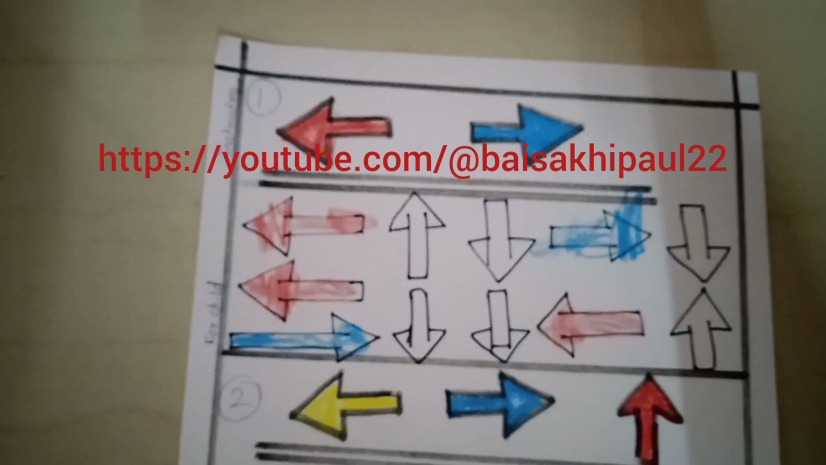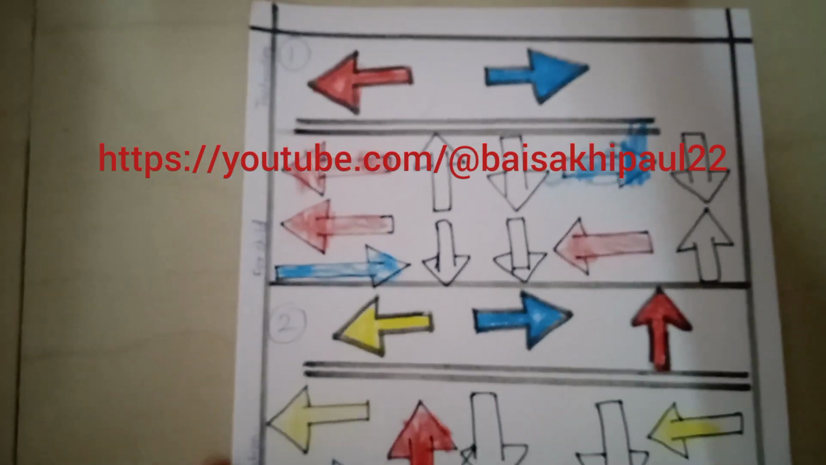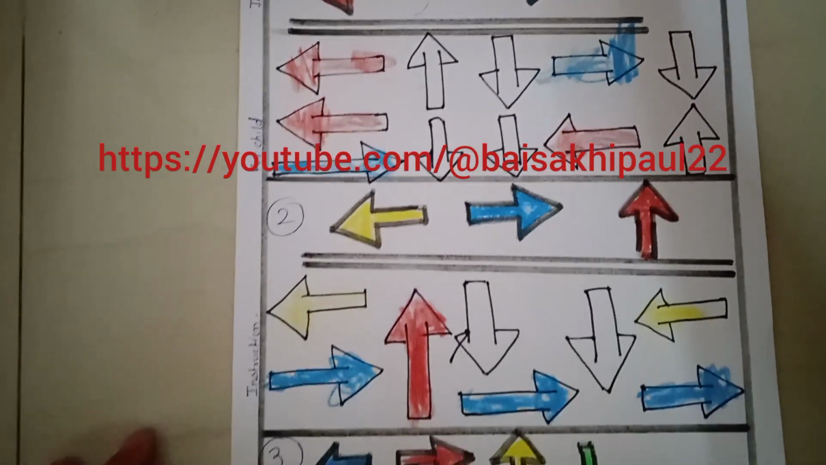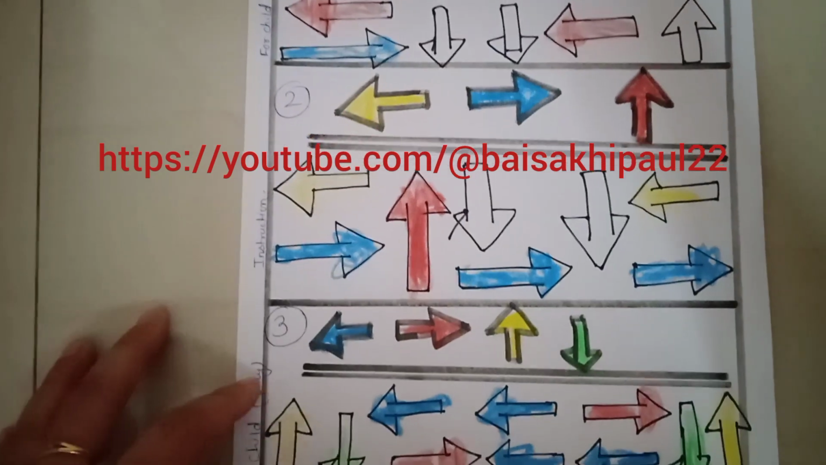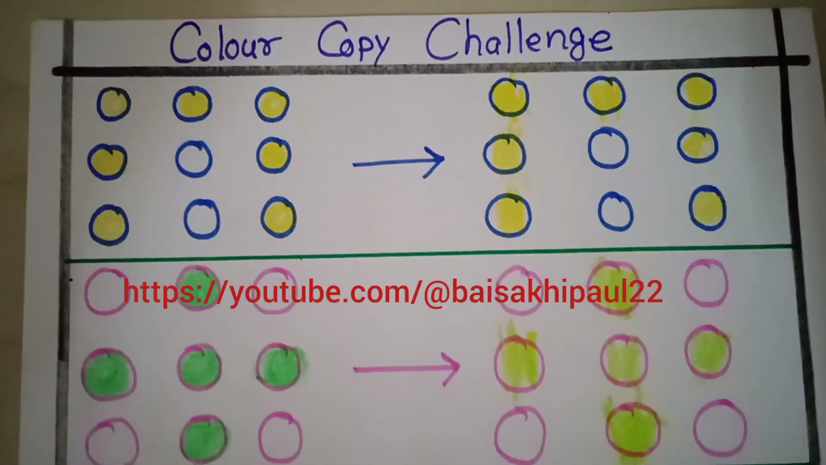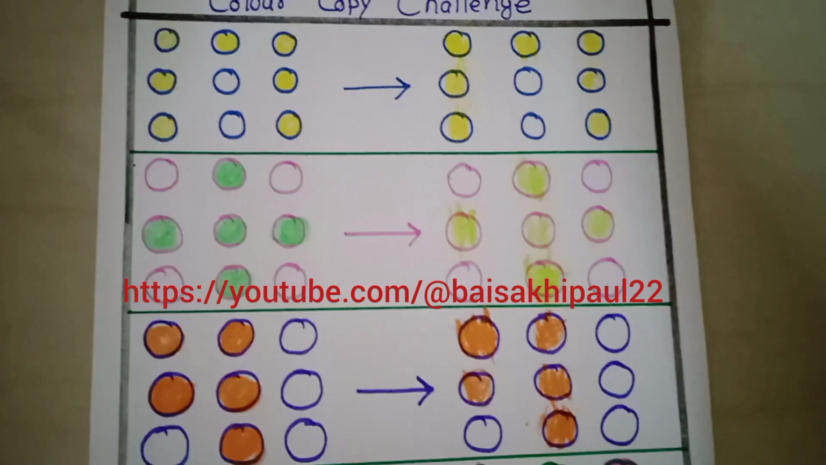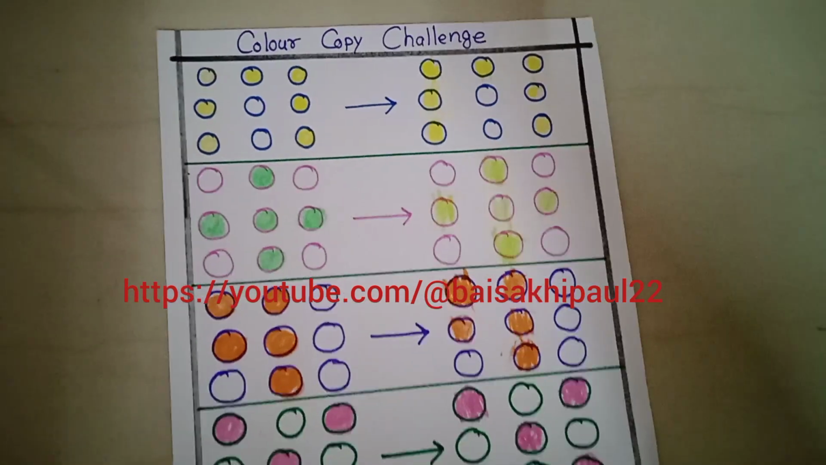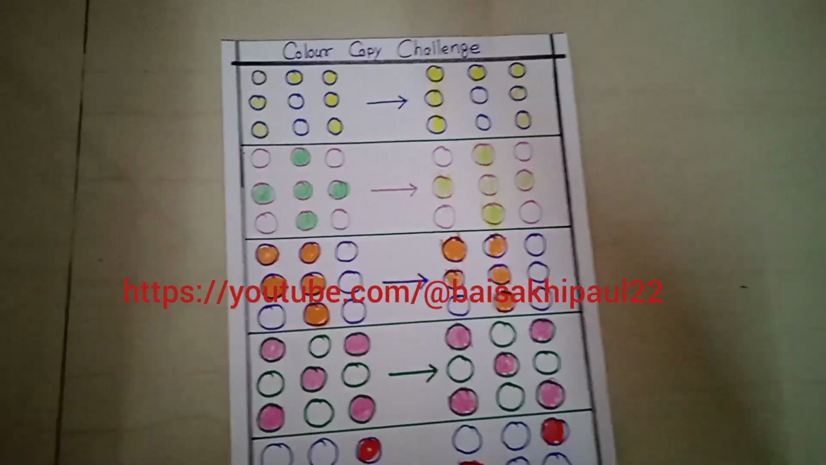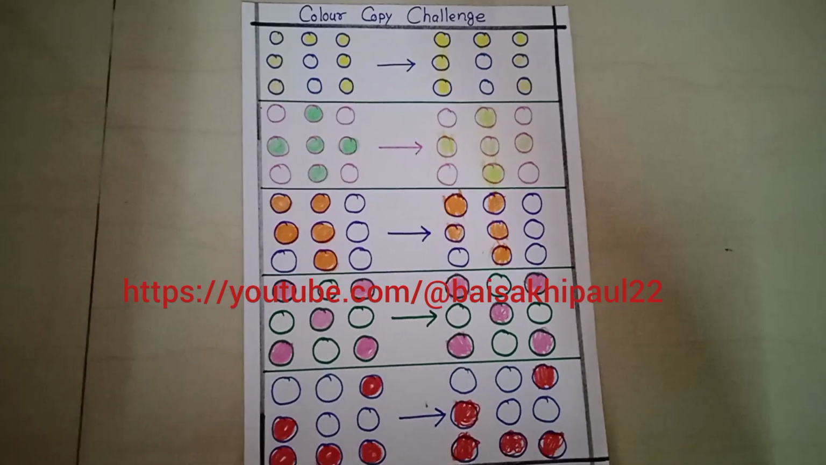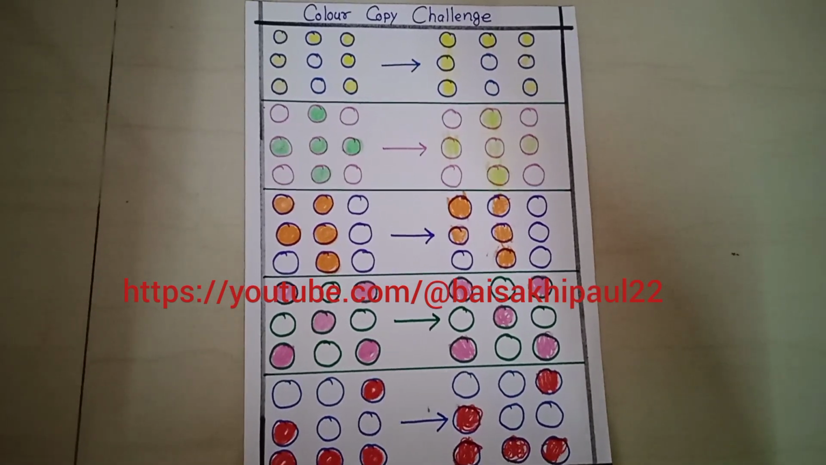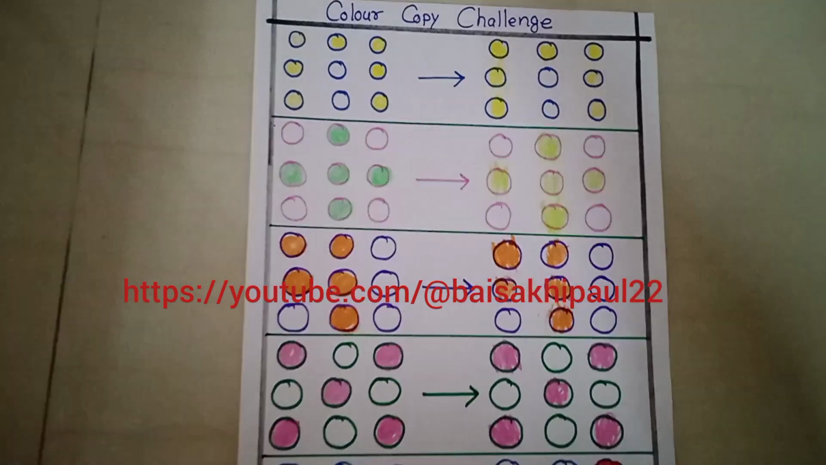In this activity, the child has to see in which directions the arrows are and accordingly he has to color. As you can see, it's a color copy challenge activity. In this activity, the child has to see the left part of the worksheet and he has to color the right part with the same color. This activity is very good for concentration.